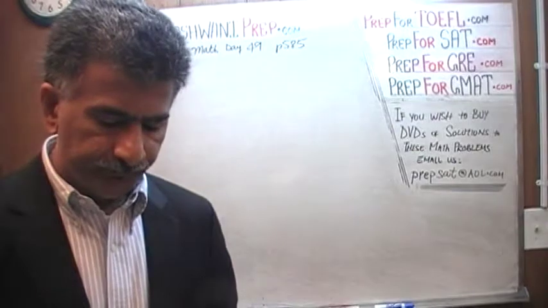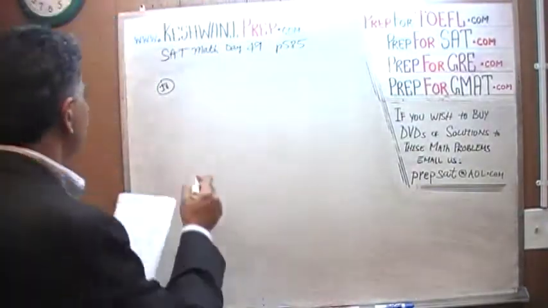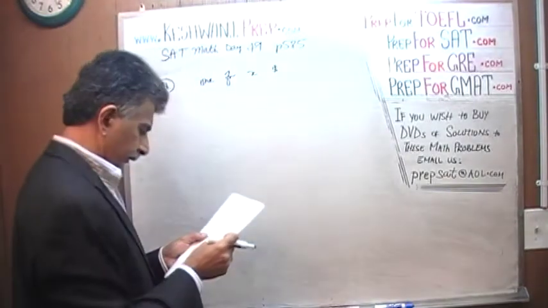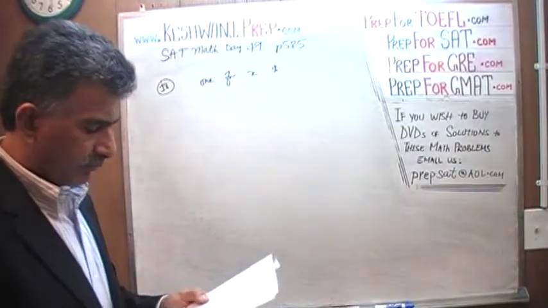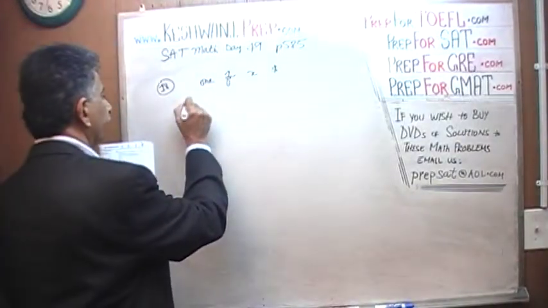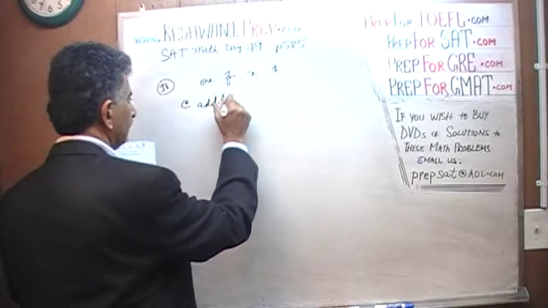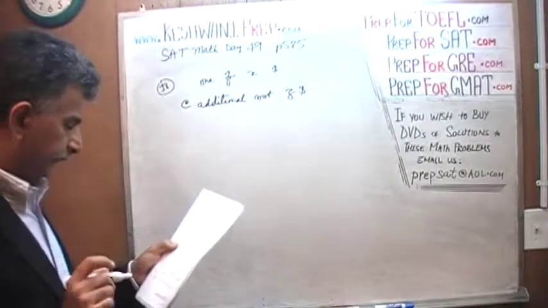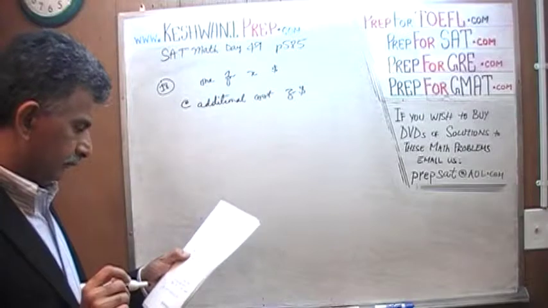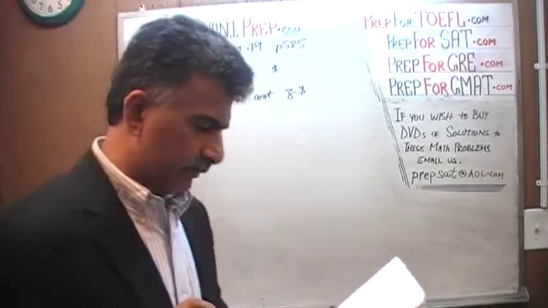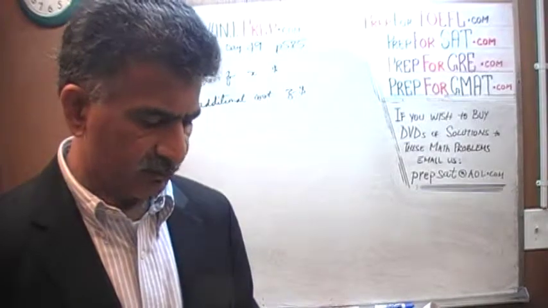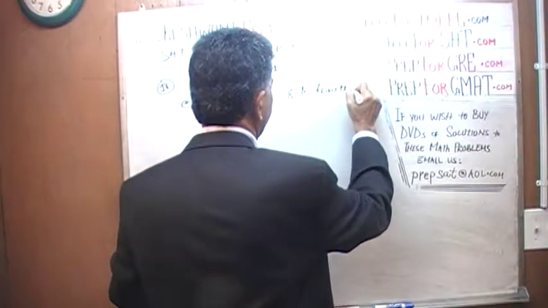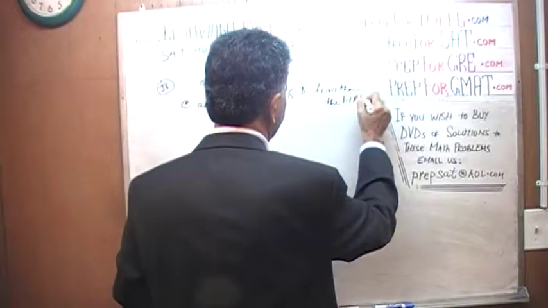It says, during a sale, a customer can buy one shirt for X dollars. Alright, 1 for X dollars. Each additional shirt that the customer buys costs Z dollars less than the first one. That's very important.